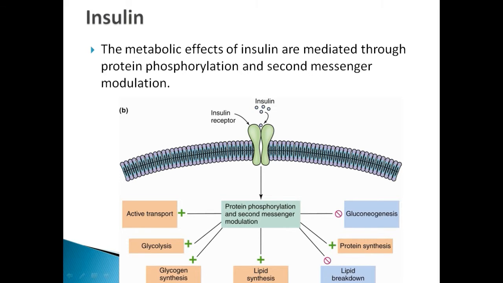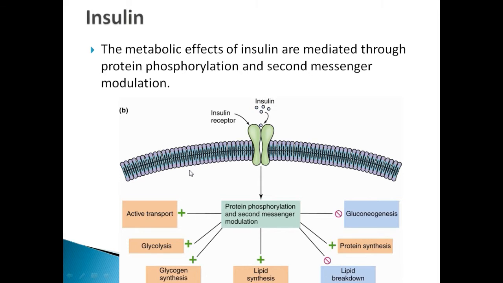The metabolic effects of insulin are mediated through protein phosphorylation and second messenger modulation. We're not going to talk about those phosphorylation cascades, which happen between the insulin signal and the actual action on the different enzymes where they have an effect. But protein phosphorylation and second messenger modulation has these effects on the cell. First of all, it'll activate active transport. What we mean by this is the cell will actually spend energy in the form of ATP to actively bring more glucose into the cell.